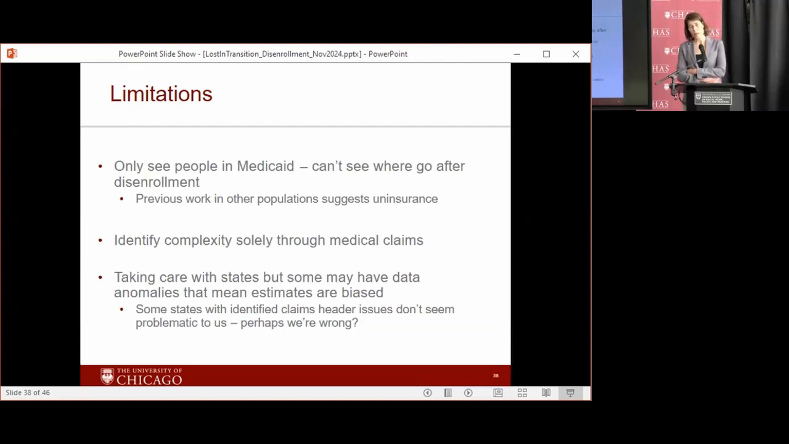There are a lot of ways to define medical complexity, and we are limited in the claims data to using just those.